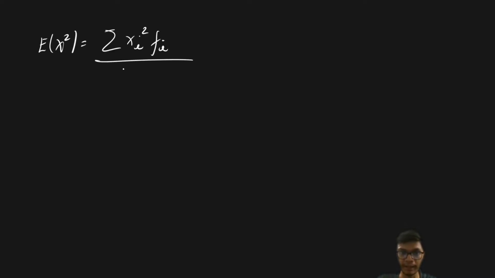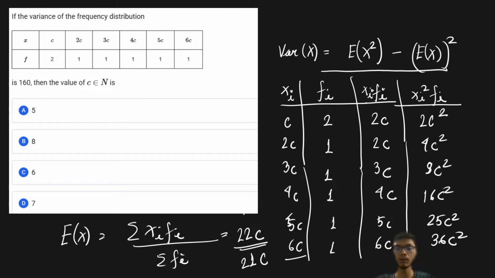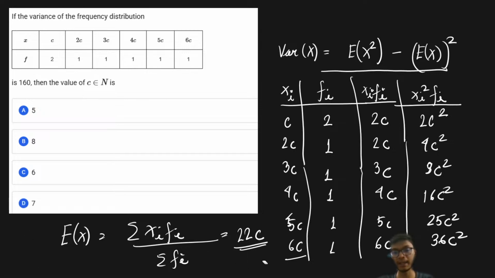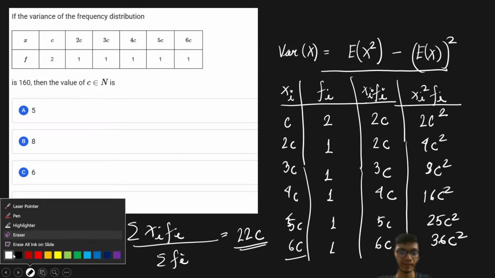Next we go on to find the expectation of x square, which is basically nothing but the summation of xi square into fi divided by the summation of fi, right? So the summation of x square into fi is going to be equal to 92c square. And now you can also see that the total number of frequencies is equal to 7, right? There are total 7 values given. So instead of dividing by the summation, you can directly divide by 7 also, because you can find the c value in that way, right?